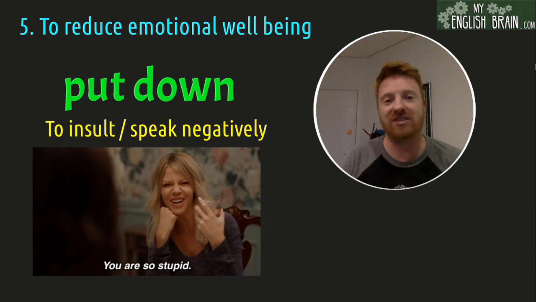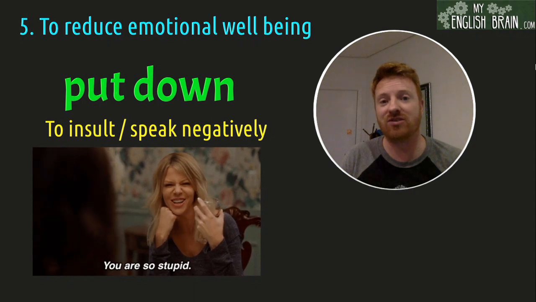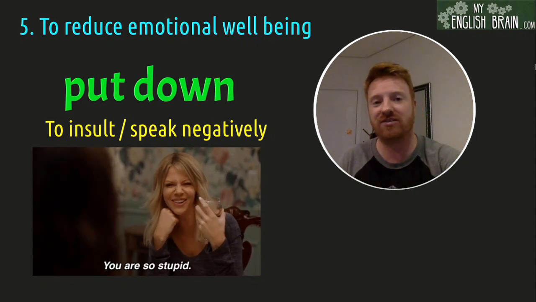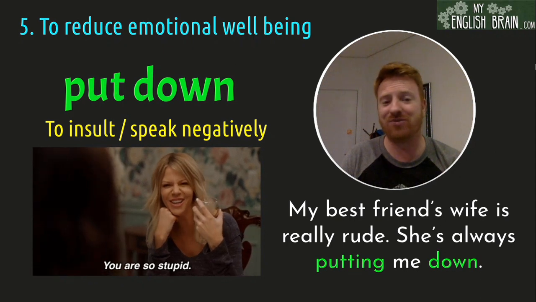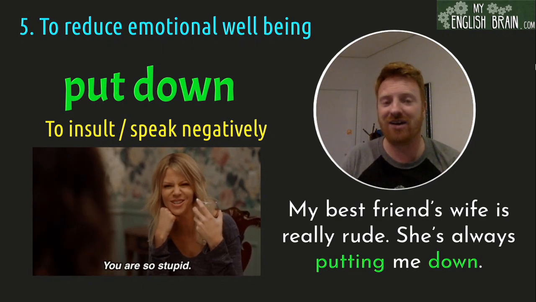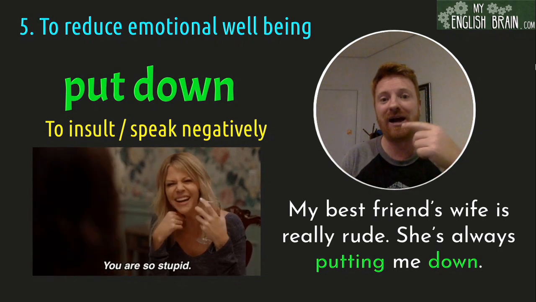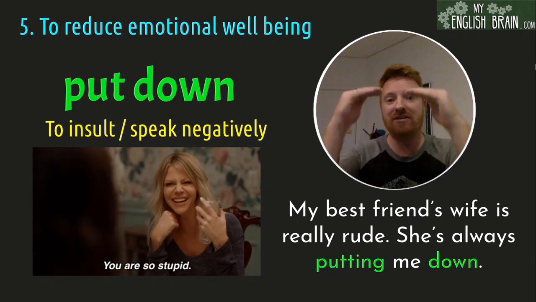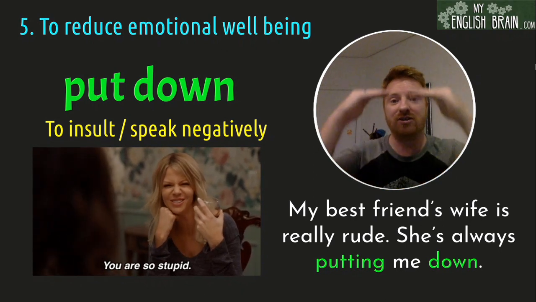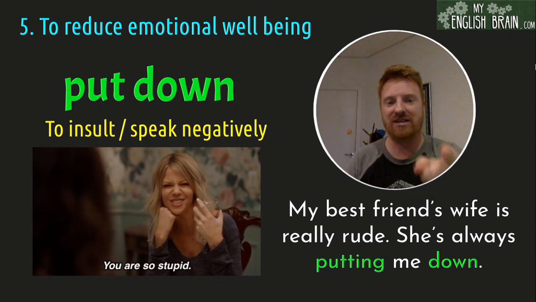We can also see this in the verb put down. Put down means to insult or to speak negatively about somebody. For example, my best friend's wife is really rude. She's always putting me down. Now this means she is saying mean things to me, bad things to me, and it makes me feel low. It makes me feel bad. So it brings my happiness down when someone puts me down.